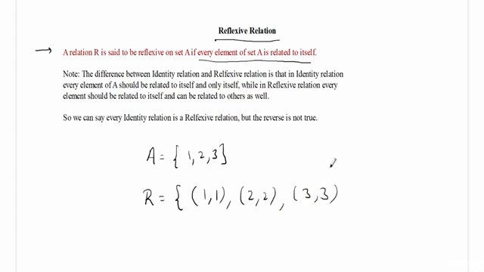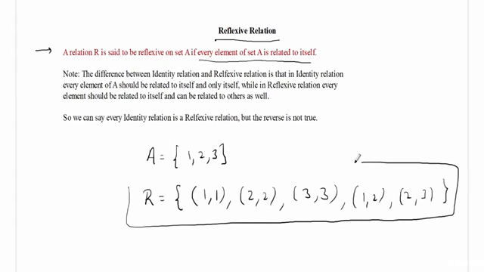But in reflexive, it is not mandatory that every element should be related to itself and itself only. The condition is it should be related to itself, but it can be related to some other element also. Like 1 can be related to 2 also, and 2 can be related to 3 also, and so on. Such a relation will be called a reflexive relation. Why? Because in this relation every element is related to itself: 1 is related to 1, 2 is related to 2, and 3 is related to 3. It doesn't matter if the element is related to some other element also.